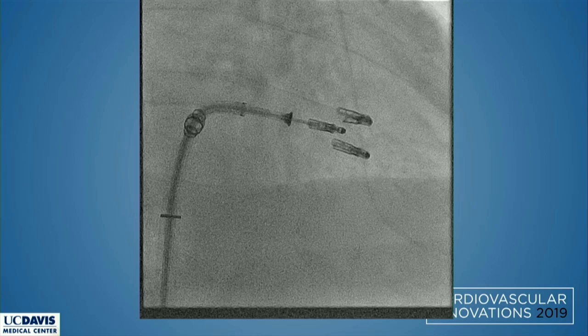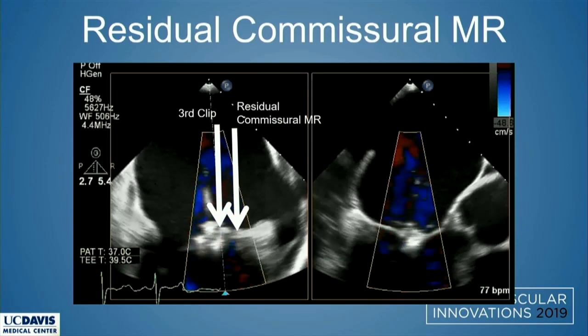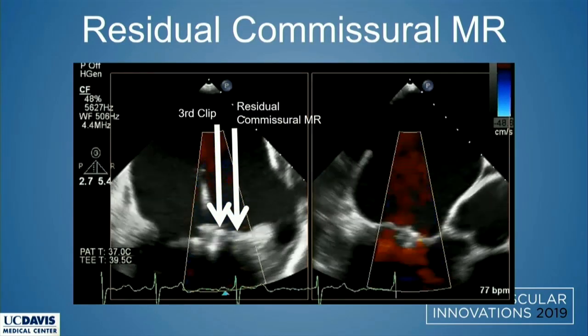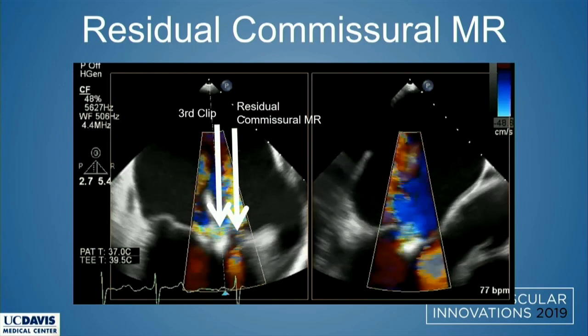There was a tissue bridge, and it had fibrosed a little bit, and so we actually felt like there was a little more that we could grab onto. So we put a third clip in between those first two clips, but now we had all this commissural MR. So how do you treat the commissural MR?